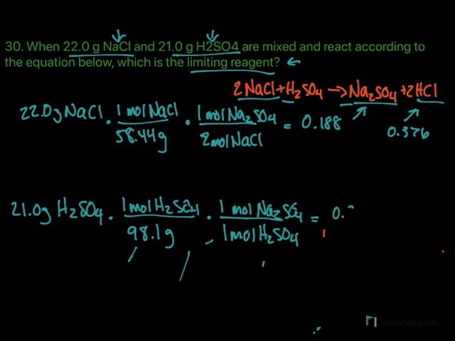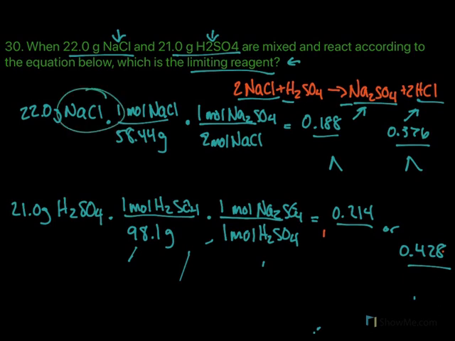So that gives us 0.214, or 0.428 if you use hydrochloric acid. And you can see that in either case, this number is larger and this number is smaller. So that means that without a doubt, sodium chloride is our limiting reagent.